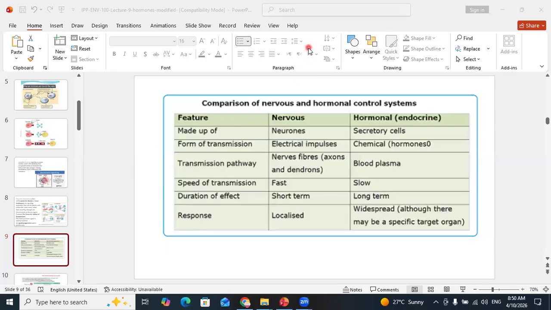So now we have a slight knowledge of the endocrine system. We need to understand the difference between nervous control and hormonal control. The nervous system is obviously made up of different neurons. We just discussed the cranial nerves, autonomic nerves, parasympathetic system, sympathetic nervous system. So the nervous system is made up of different neurons, while the hormonal or endocrine system is made up of secretory cells.